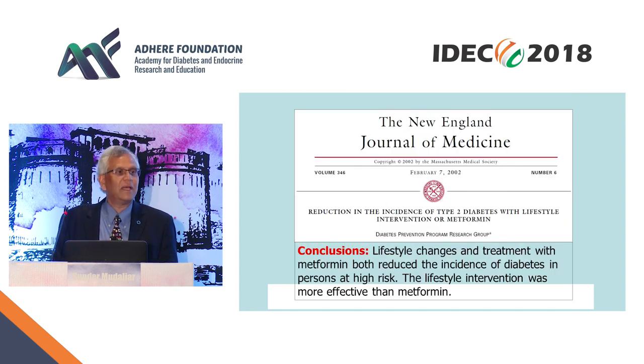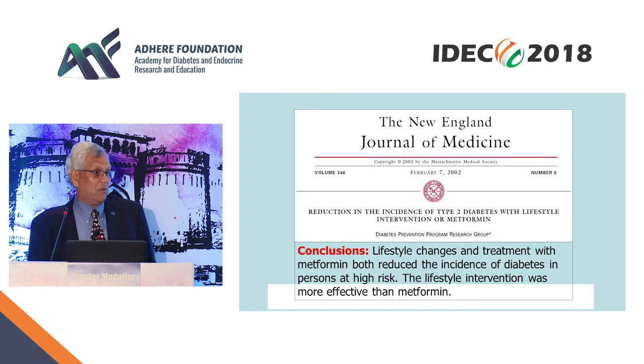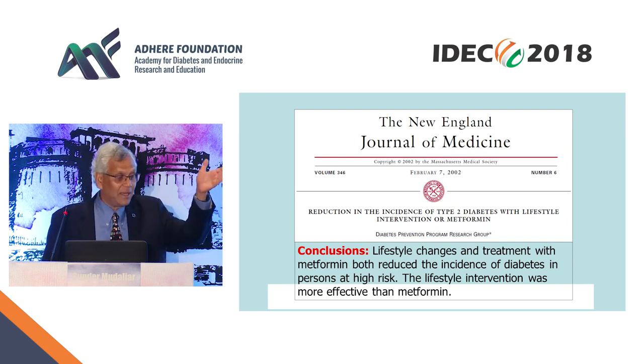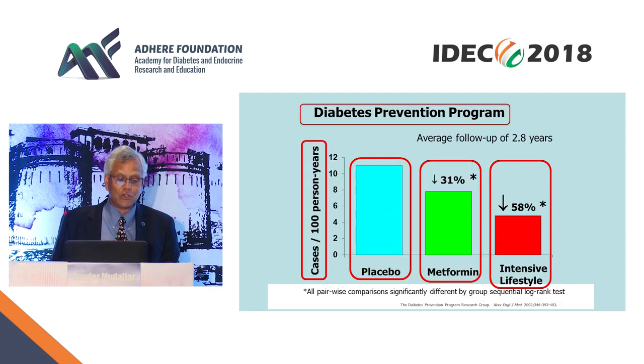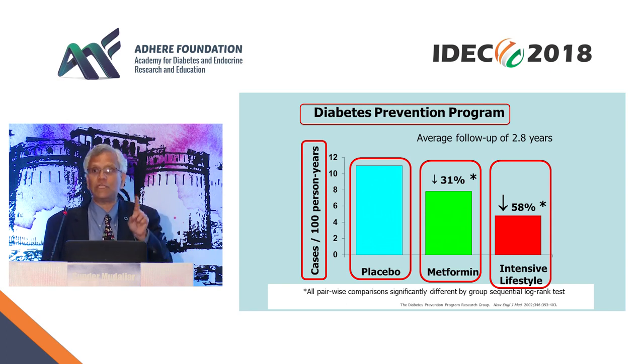So, the Diabetes Prevention Program was stopped in February 2002 because the NIH said, you know what, lifestyle works so well, we can't continue the study anymore. We need to give everybody. What were the results? If you look at the cases per 100 patient years, placebo, 11% per year with pre-diabetes go on to get diabetes. If you use metformin, we use 850 BID, reduced by 31%. Intensive lifestyle, 58% reduction. So pretty good.